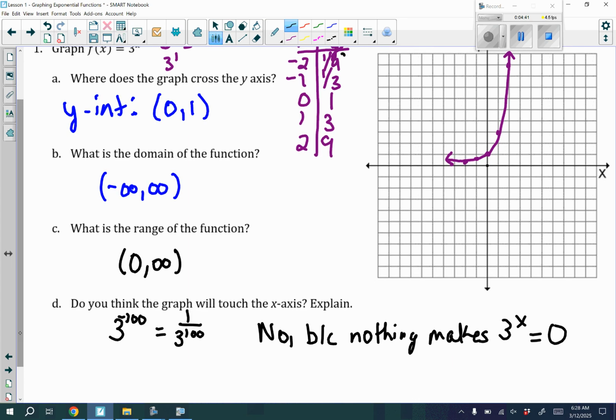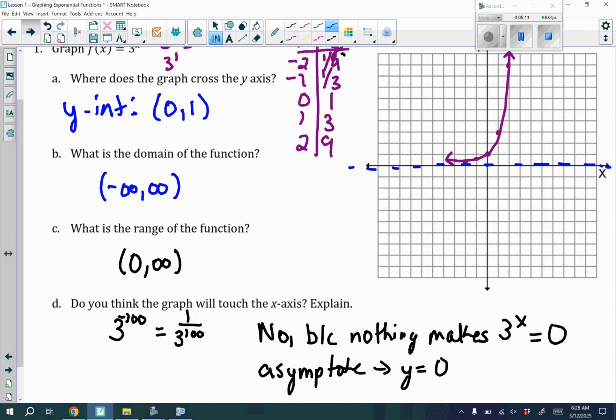Now, going back to D, because we're not going to have anything that makes 3 to the x equals 0, and this is actually going back to our rational functions a little bit, that means we actually will have an asymptote, and that will be at y equals 0. So with exponential functions, basically we are going to have asymptotes, but we're going to have a horizontal asymptote. Okay.